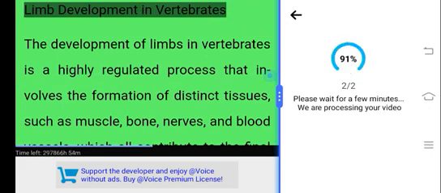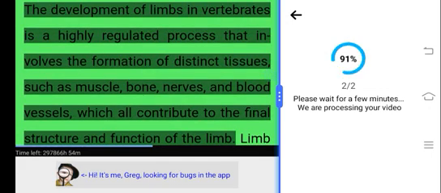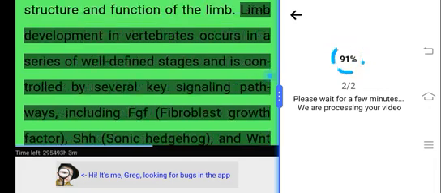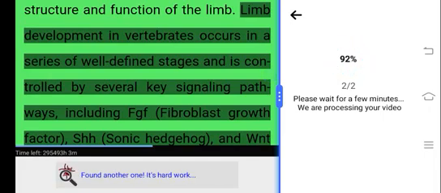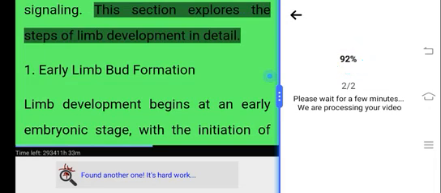Limb development in vertebrates. The development of limbs in vertebrates is a highly regulated process that involves the formation of distinct tissues, such as muscle, bone, nerves, and blood vessels, which all contribute to the final structure and function of the limb. Limb development occurs in a series of well-defined stages and is controlled by several key signaling pathways, including FGF (fibroblast growth factor), Sonic hedgehog, and WNT signaling. This section explores the steps of limb development in detail.